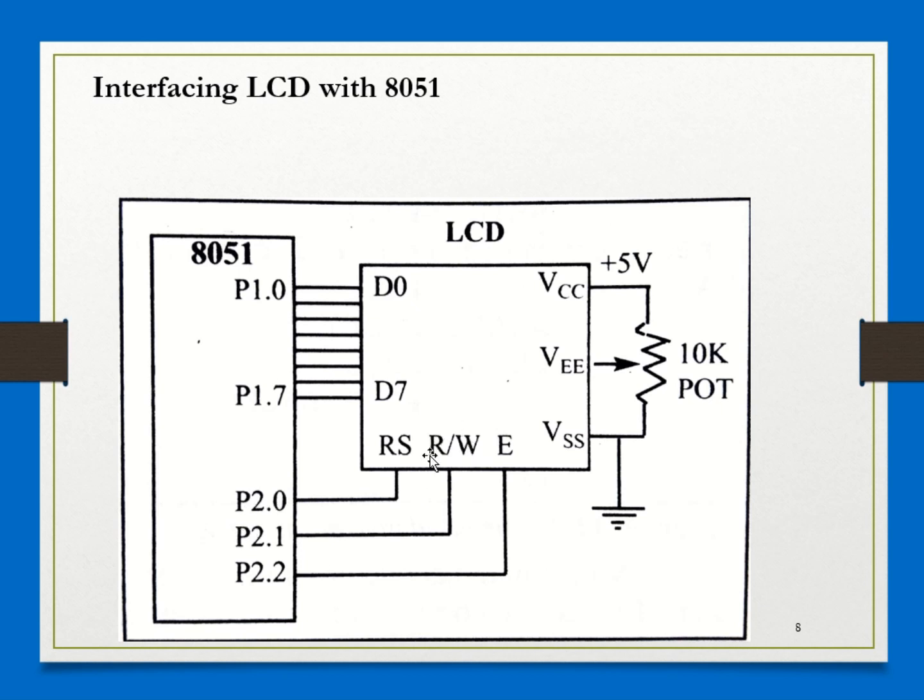R/W, whether you are reading or writing, uses another pin from port 2. Enable uses another line from port 2. The other 3 lines are VCC, ground and VEE, which controls the display contrast. Simple block diagram of interfacing.